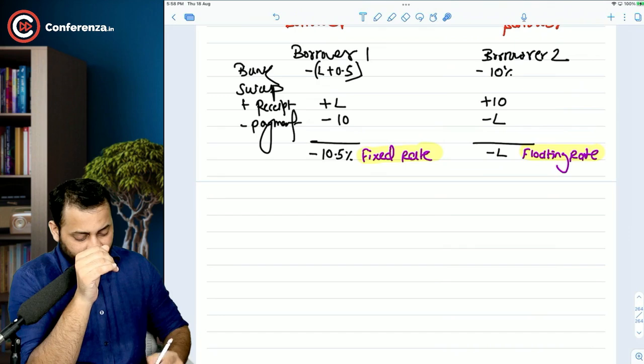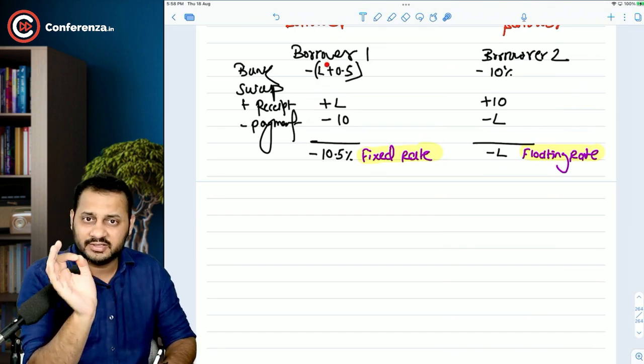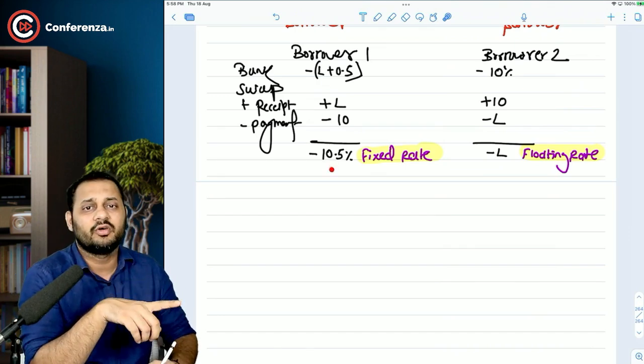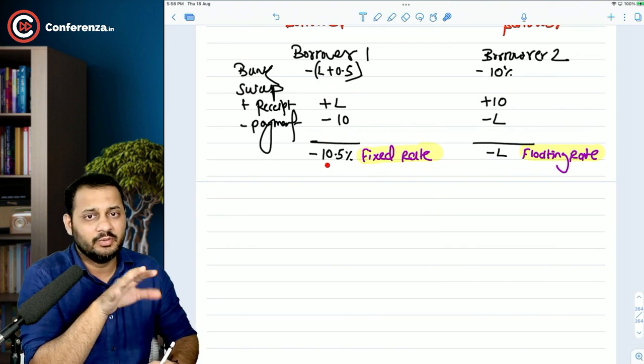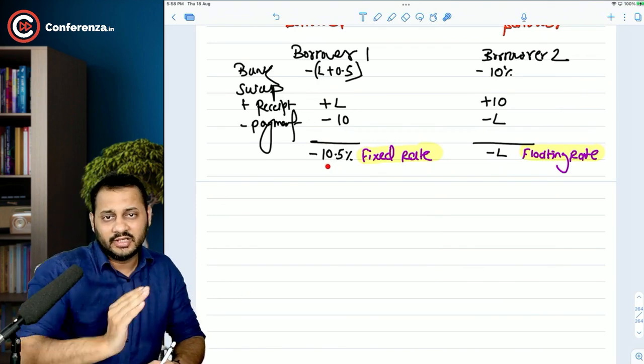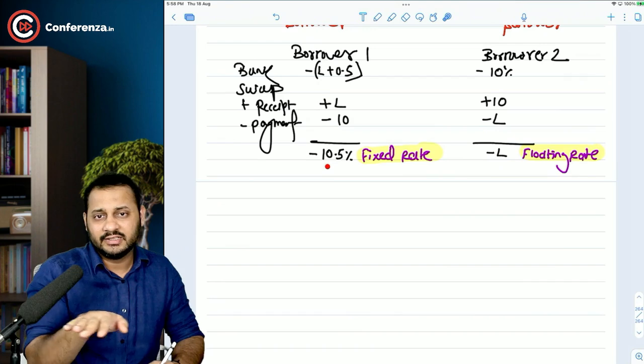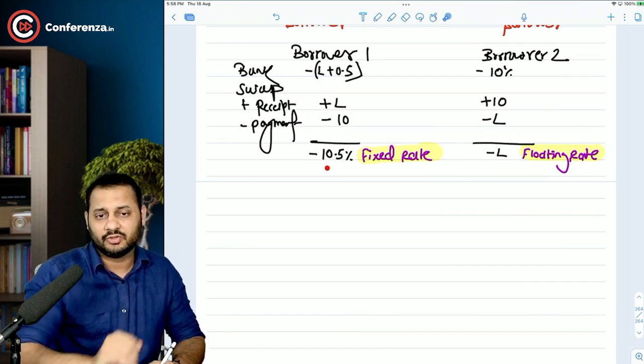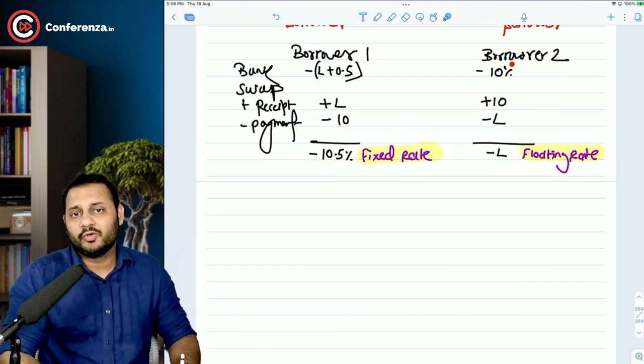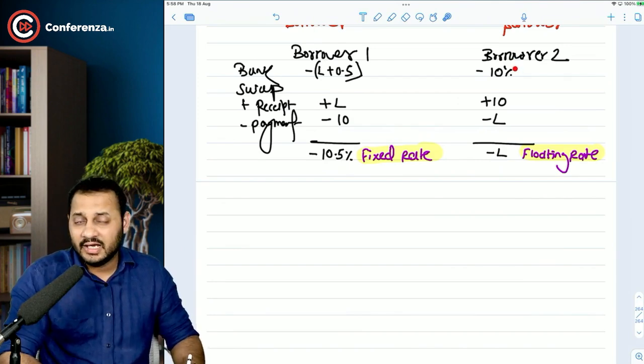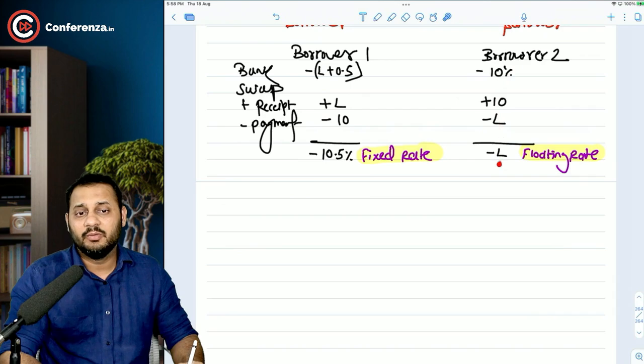Now, if according to borrower 1, the interest rate actually rises, it will be a benefit for borrower 1 because he will be paying a fixed amount of interest even when the interest rates are going up. But if borrower 2 was expecting a fall in the interest rate, and if it actually falls, he will be paying the lower interest rate, because whatever it will be, the rate is going low and he is paying low. That is what is going to happen.